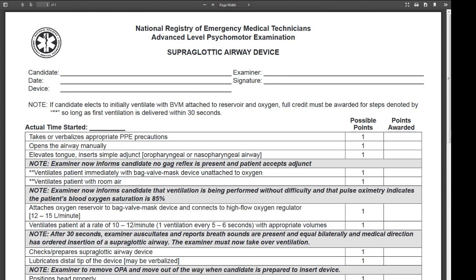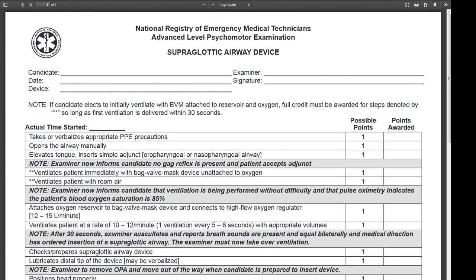National Registry of Emergency Medical Technicians. Advanced Level Psychomotor Examination. Supraglottic airway device. Note, if candidate elects to initially ventilate with BVM attached to reservoir and oxygen, full credit must be awarded for steps denoted by ***, so long as first ventilation is delivered within 30 seconds.